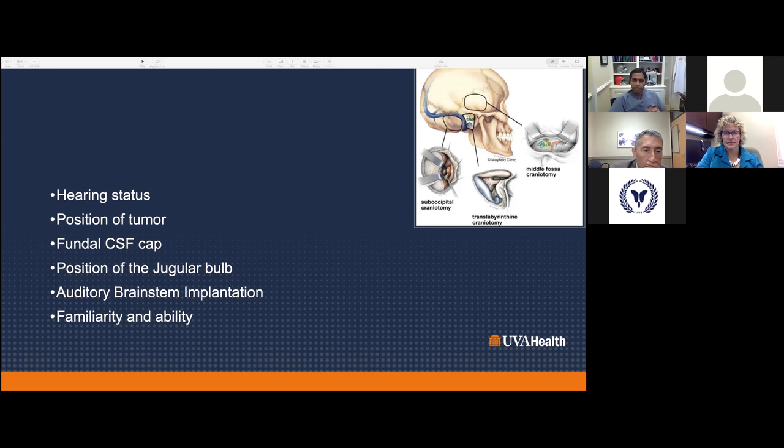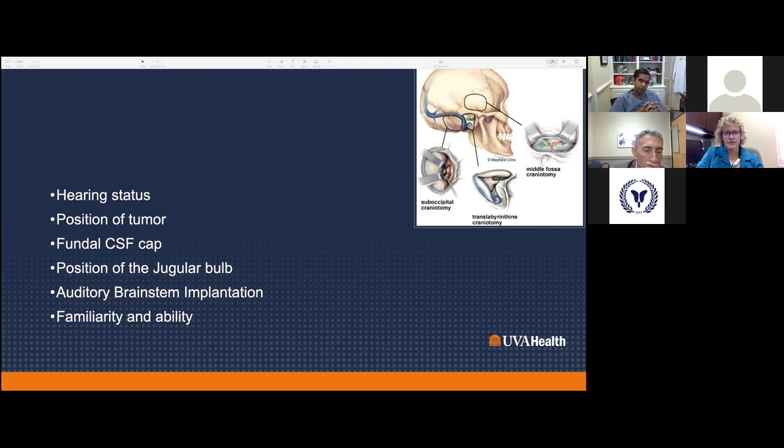Auditory brainstem implants, I see a lot of patients with NF2, and of course, the translabyrinthine approach affords a better trajectory for placement of the auditory brainstem implant. And so that approach is favored in that situation. In those situations, hearing loss is expected.